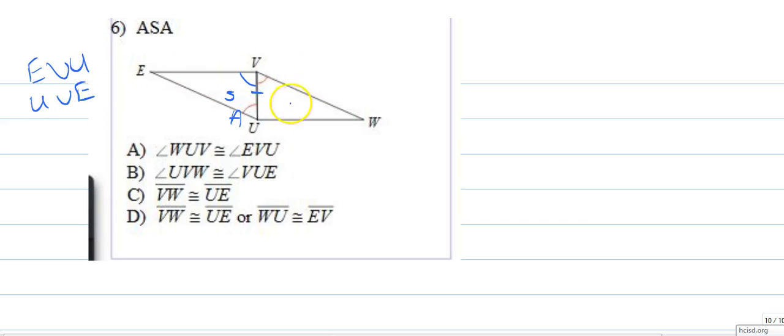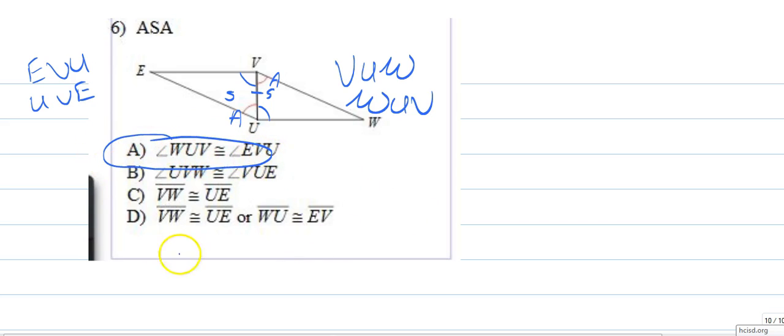Now we look at the right triangle. I have an angle right here. I have a side. I need another angle. It's the bottom one right there. And that'll make angle side angle. So this bottom angle is VUW, or it's WUV. So we just find the answer that matches and we're good. Here we go. WUV and EVU. Answer A.